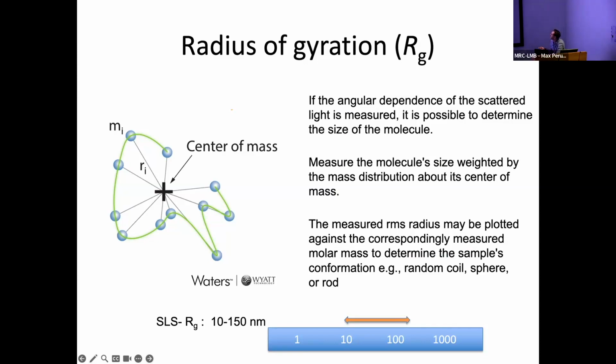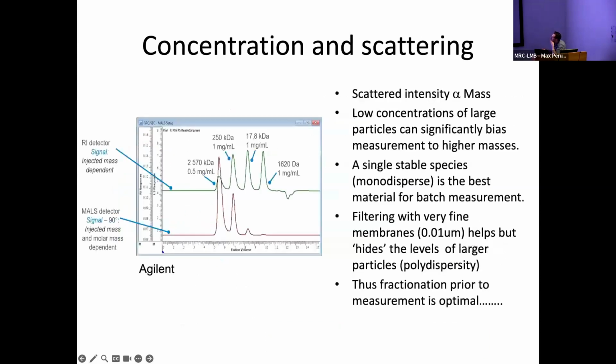Okay, so I'm just going to jump back a second and say, this is what I want to show when we run it through the machine. This is the RI detector signal that we get, and this is one of the 18 multi-angle light signal detectors. What you see here is a mig per mil, 250 kilodaltons, mig per mil, but this is only 1.6 kilodaltons.